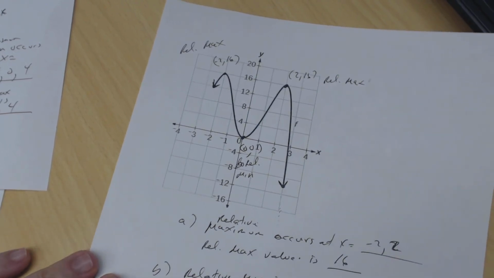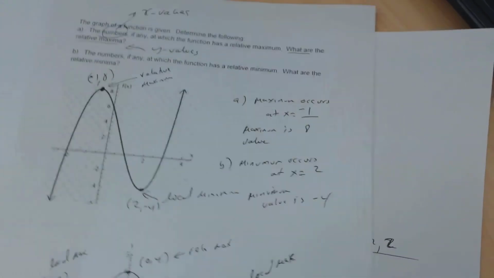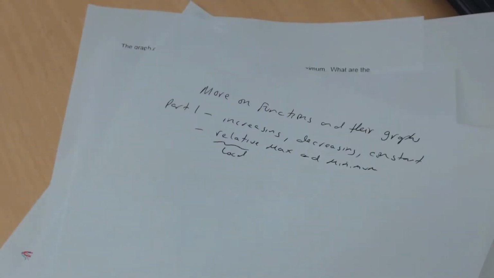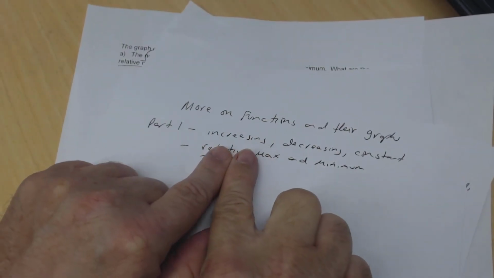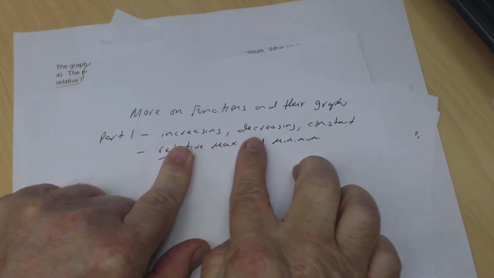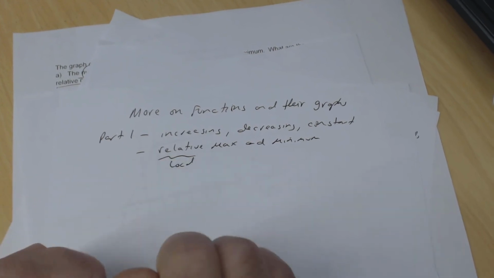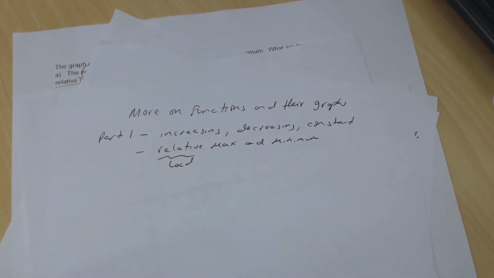Okay. All right. So that's the end of this lesson. So basically, what I wanted you to know is how to determine where a function is increasing, decreasing, constant, and then how to find the relative or local max or min. Okay. All right. That takes care of this lesson.